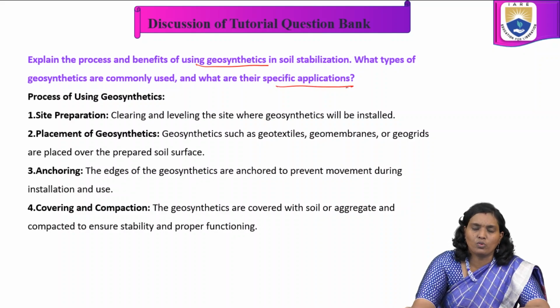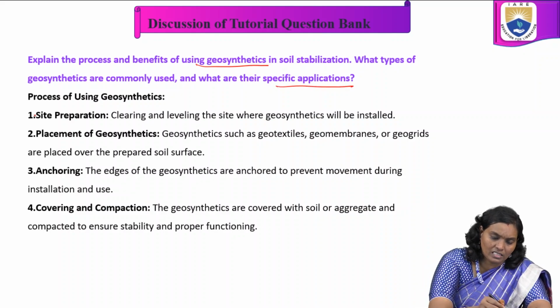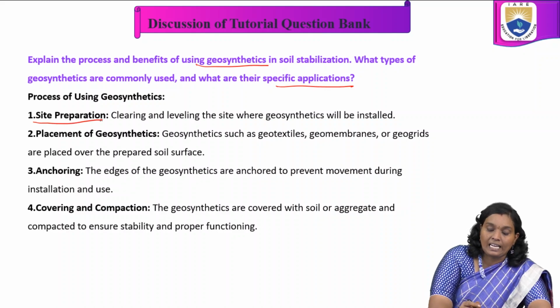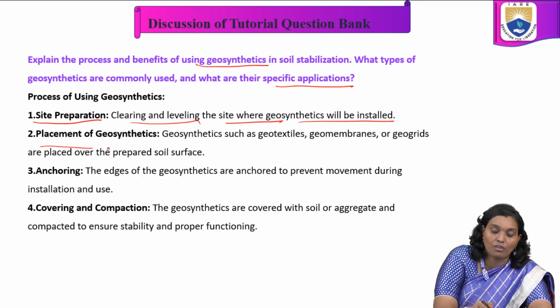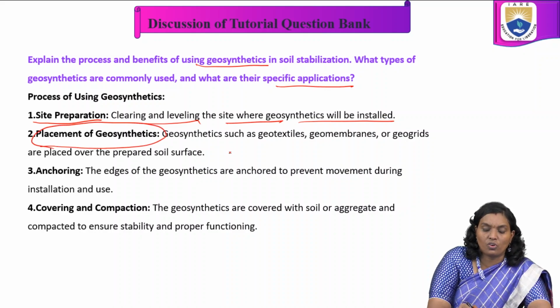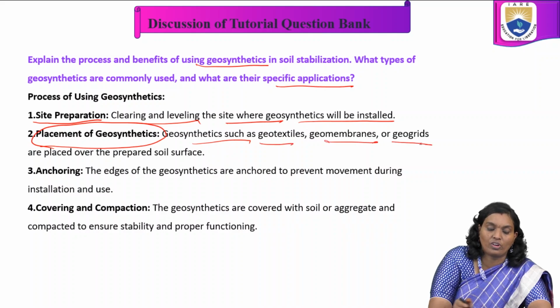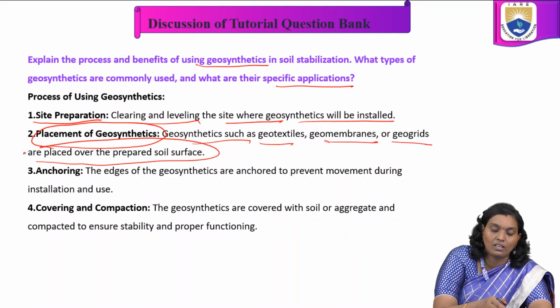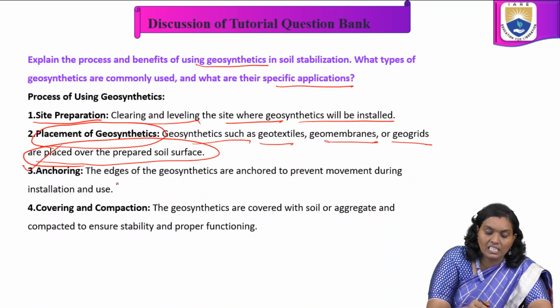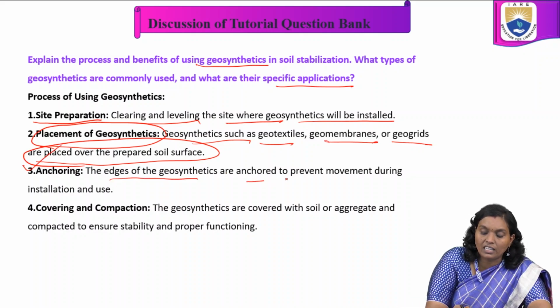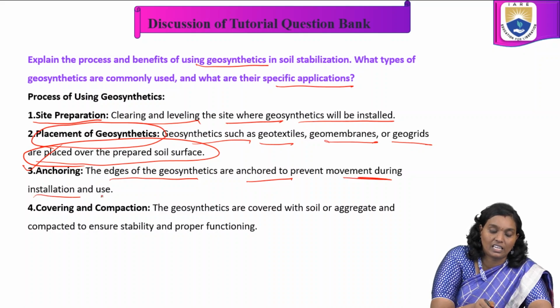The process of using geosynthetics: site preparation, clearing and leveling the site where geosynthetics will be installed. The next one is placement of geosynthetics. Geosynthetics such as geotextiles, geomembranes or geogrids are placed over the prepared soil surface. And the next one is anchoring. The edges of geosynthetics are anchored to prevent movement during the installation and use.